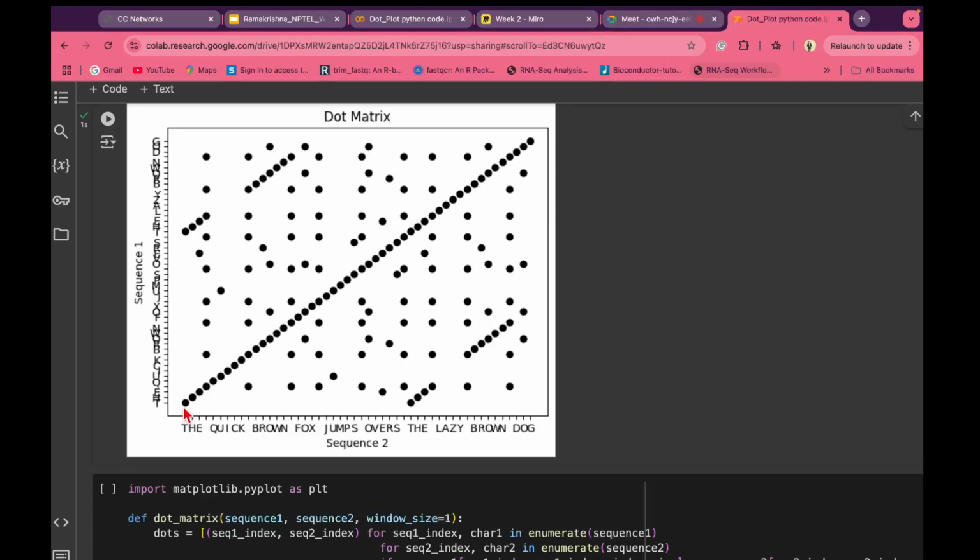So here a dot is placed because in the first letter we have T in sequence 1 and in sequence 2 we have T in the first place, and also we have T here in the second "the". So a dot is placed here followed by here. Then in the second place of sequence 1 we have H. So here we have H at the second position in sequence 2, so a dot is placed in the second position here.